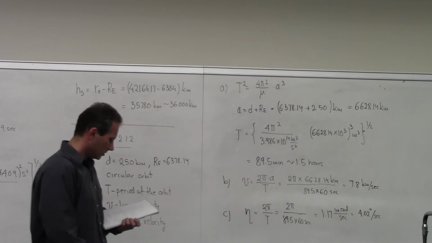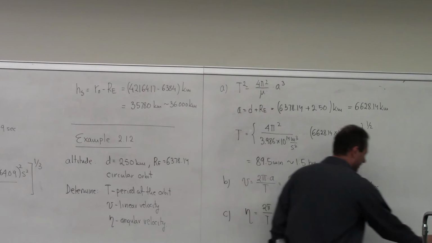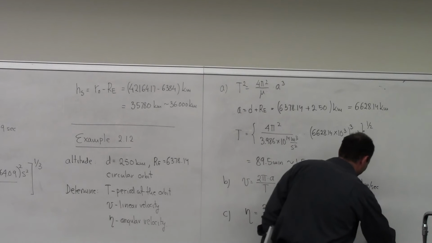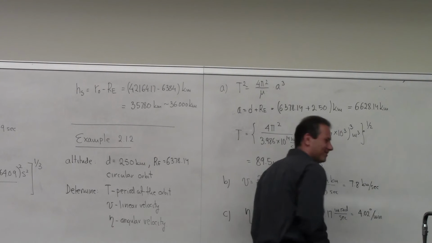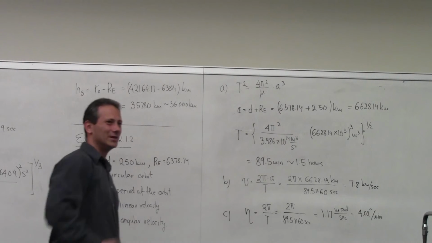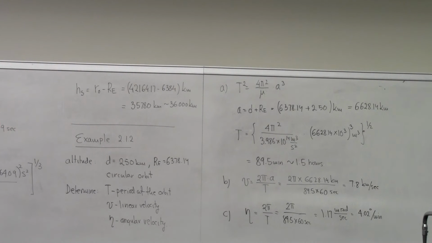Oh no, sorry, not this fast. It's 4 degrees per minute. Right? Every minute it traverses 4 degrees on the sky.